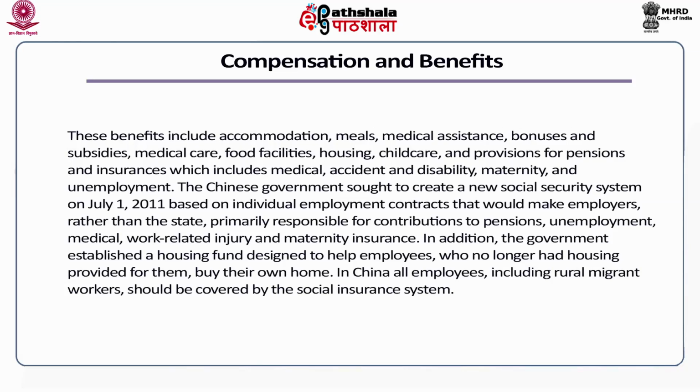The Chinese government sought to create a new social security system on July 1, 2011 based on individual employment contracts that would make employers rather than the state primarily responsible for contributions to pensions, unemployment, medical and all these related facilities. In addition, the government established a housing fund designed to help employees who no longer had housing provided for them. In China, all employees including rural migrant workers should be covered by the social insurance system.